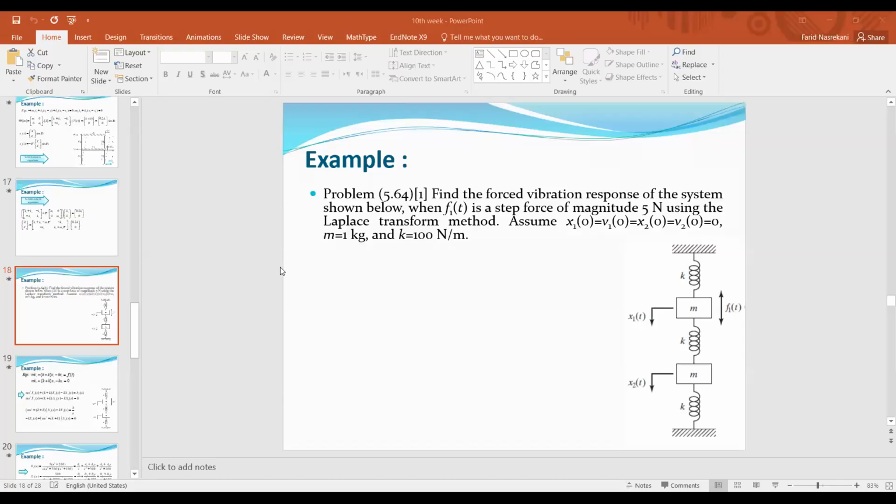Hello, let's start with two examples from last week. There are two examples from the 2 degree of freedom systems.